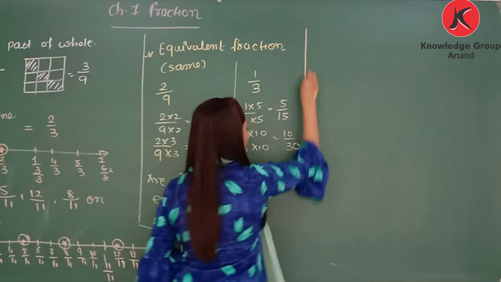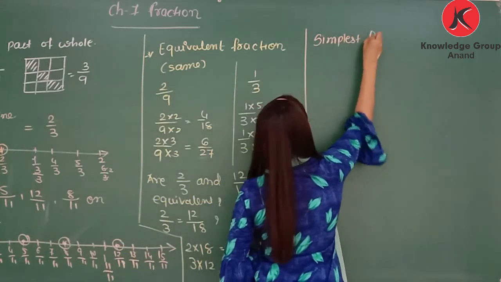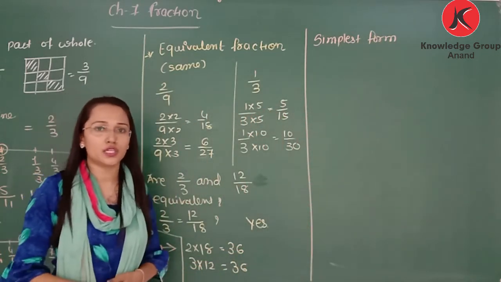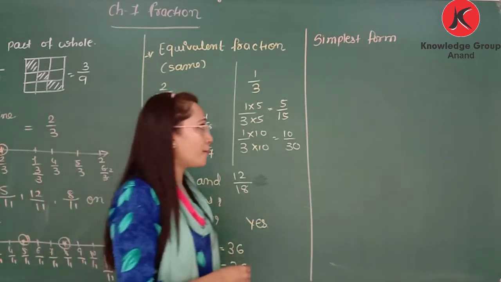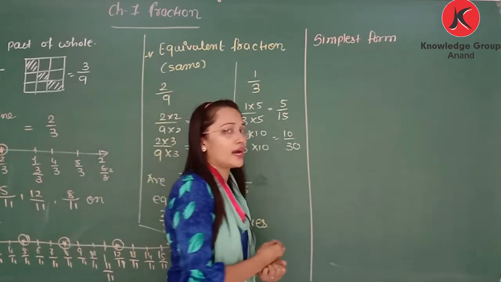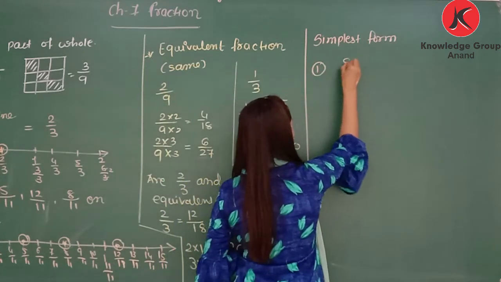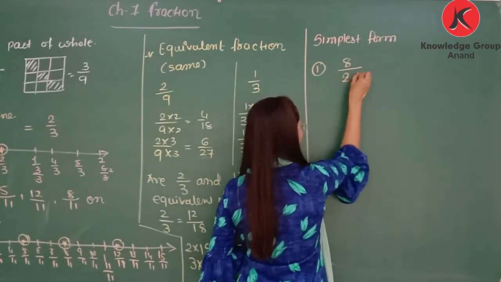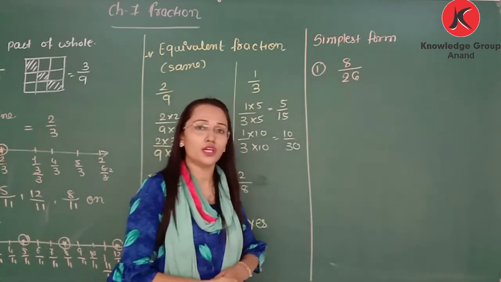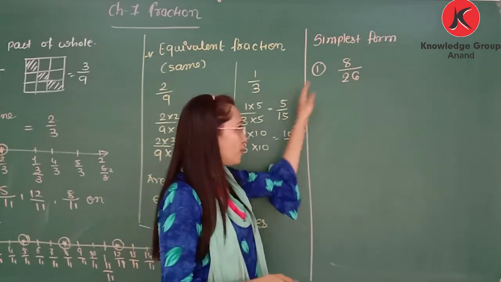Convert it into simplest form. How can we convert any fraction into its simplest form? If the common factor between numerator and denominator is only 1, then only it is called the simplest form. Okay. So let's take the example 8 by 26. This is a fraction, 8 by 26, and we need to convert that into simplest form. For that you can find the factors of 8.